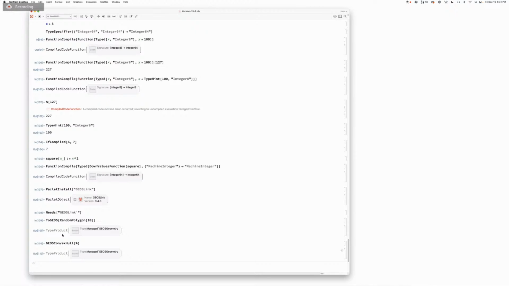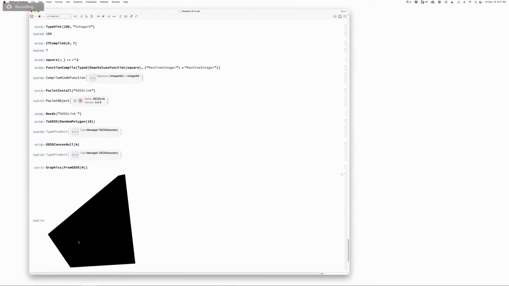Okay, so now we can take this object, which is some weird alien creature, this type product thing, and we could just say, run a function on it. Okay, we get another one. Now we can say, from GEOS of that, make a graphic from GEOS of that. And so what's happening here is that we've got this big complicated external library with all its C interfaces, and we're able to very easily make a link to that library. And then we're able to use that library as just another thing that we can call from Wolfram language.